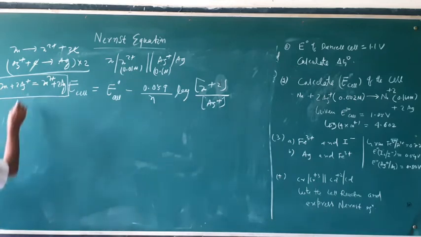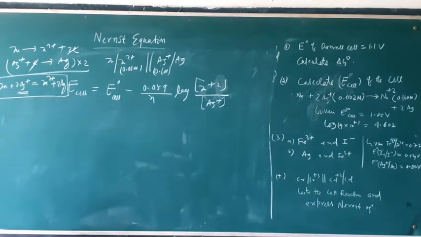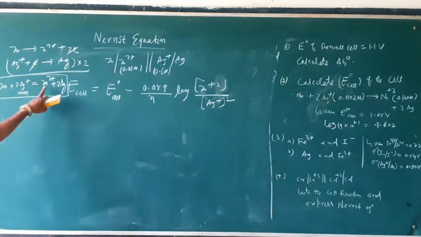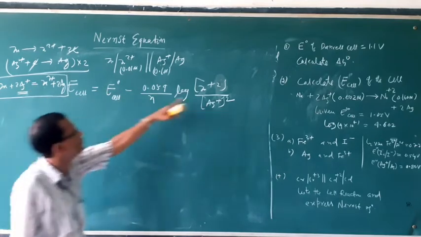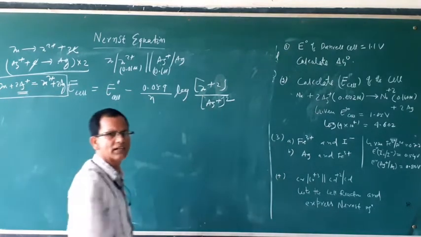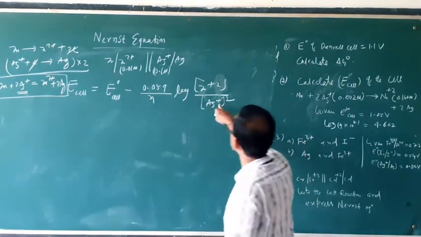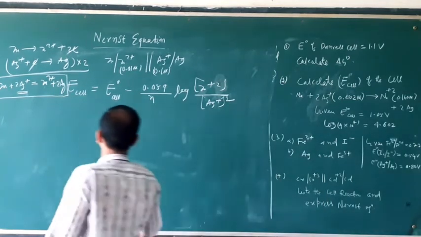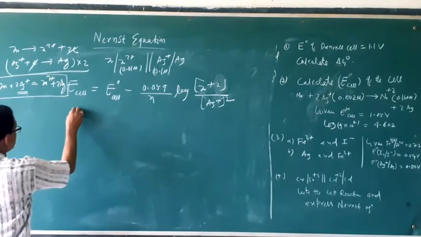But here, how many Ag+ are involved? 2. That's why it becomes a power. How many Zn2+? 1 Zn2+, so there is no power. This is a very important expression: [Ag+] squared. Then you put the value.